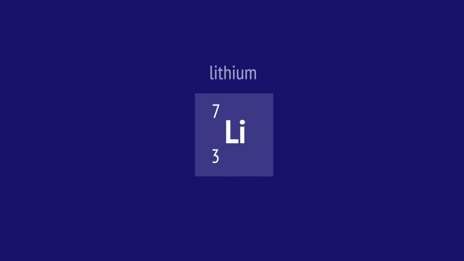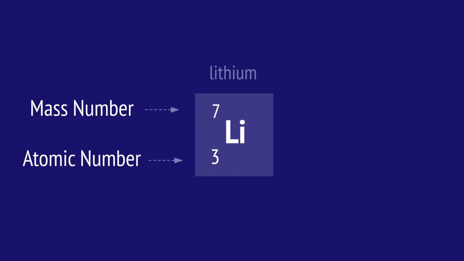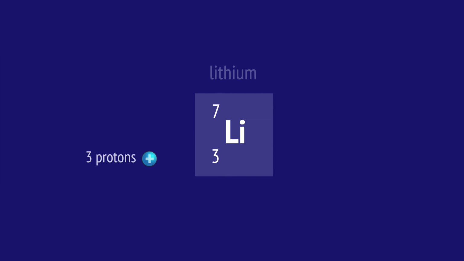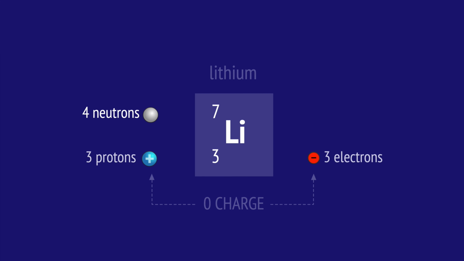This lithium atom has a mass number of 7. The atomic number of 3 tells us that lithium atoms have 3 protons. The difference between the mass number and the atomic number tells us that this lithium atom has 4 neutrons. And since the atom is electrically neutral, the atom has 3 electrons to balance the charges.